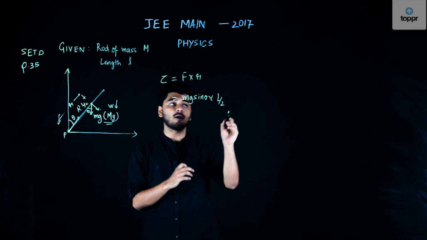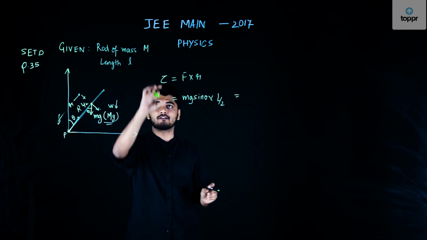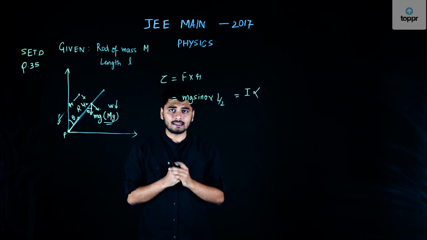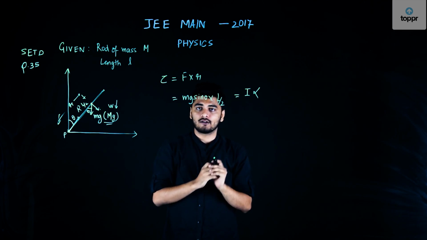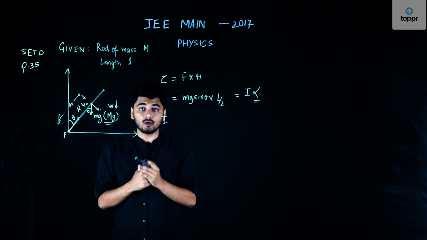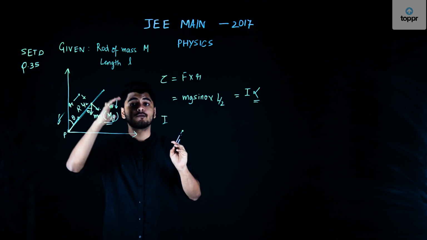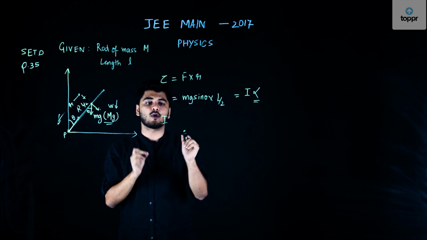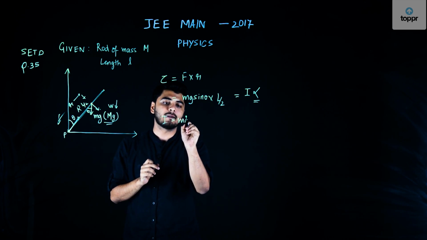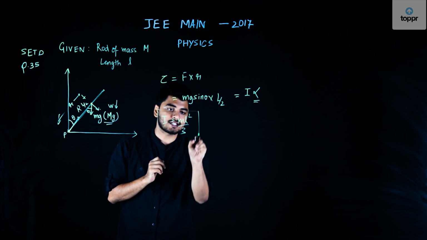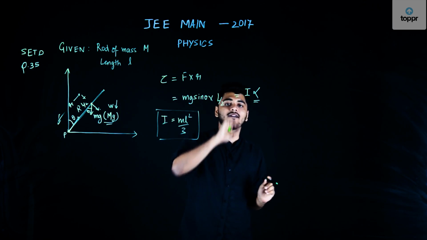Now I know that the formula for angular acceleration, if my torque is given by I alpha. Now, if I just substitute the value of I, I can get the value of alpha. So what would be the value of I? We know that the value of moment of inertia of a rod about any of its end points is nothing but equal to mL square by 3. So this is another important consideration that you must have in mind while putting the value of I.